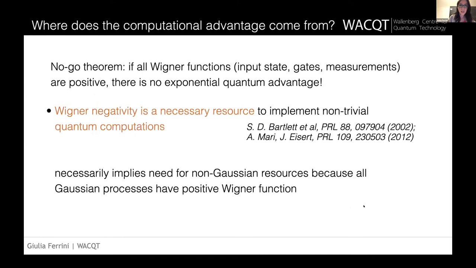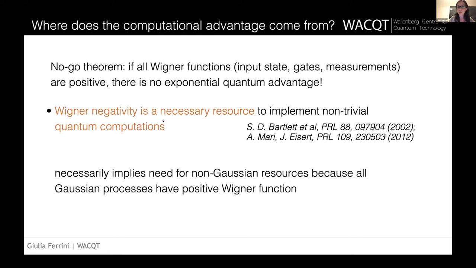Now, there is this famous no-go theorem, one version of which was put forward by Mari and Eisert in 2012. It says that if in a bosonic quantum circuit all the elements, in terms of input state, gates, and measurements, are described by positive Wigner functions, then there cannot be quantum advantage of the exponential type, the kind you need for the Shor algorithm. You might still have quadratic speedup, but here we talk about exponential advantage, and that you cannot have without a negative Wigner function. So Wigner negativity is necessary to implement a non-trivial quantum computation in this sense.